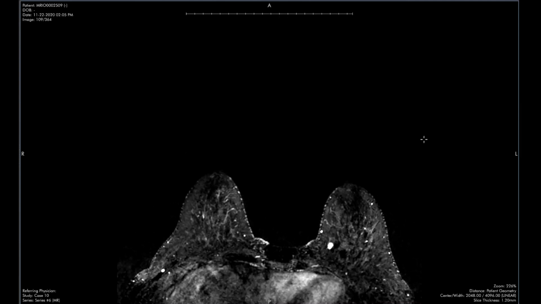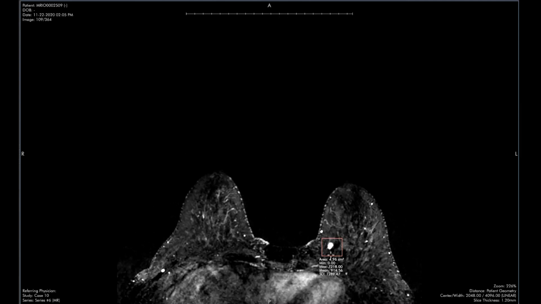And here is this mass that we saw on the MIP view. It's in the upper inner left breast. It is homogeneously enhancing. It has an oval shape and circumscribed margins.